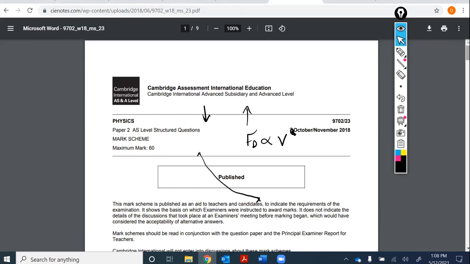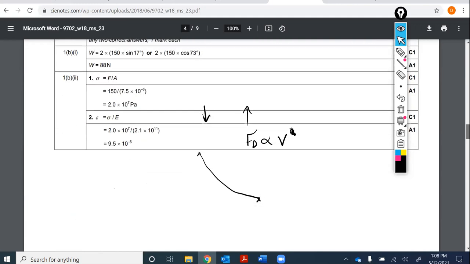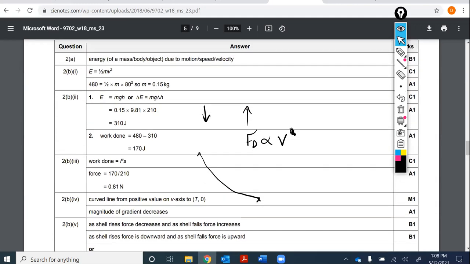How well we did. All right, and we've got energy due to motion, speed, velocity. Got the equation, 0.15, good. Did we get 310? 480 minus 310, 170, good, good. A curved line from a positive value on the v-axis to t, so there we go.